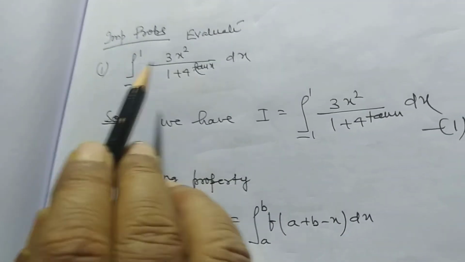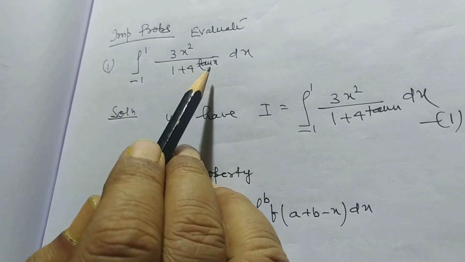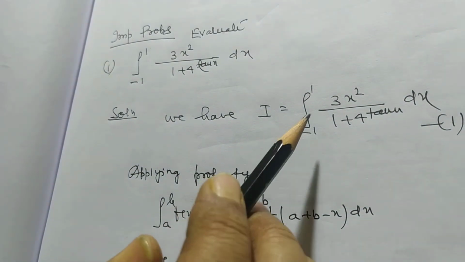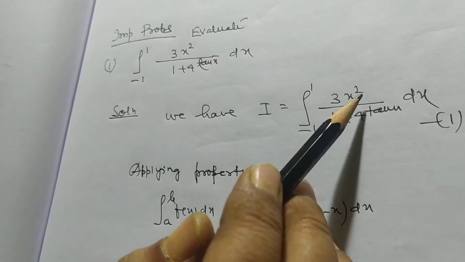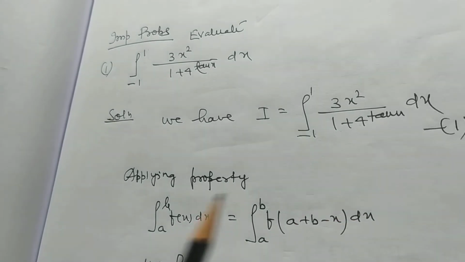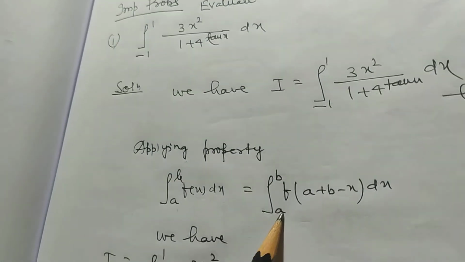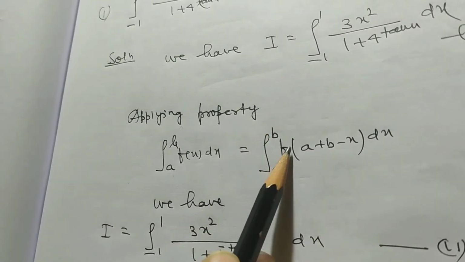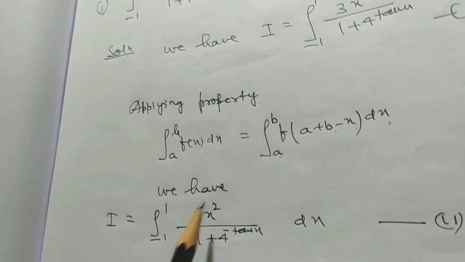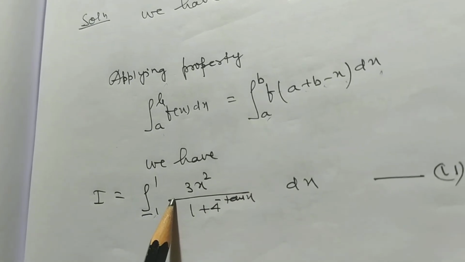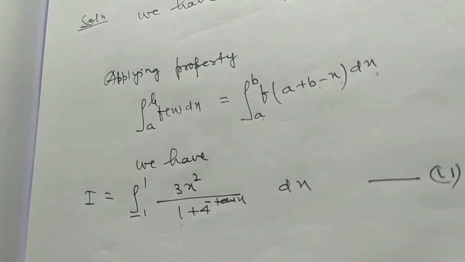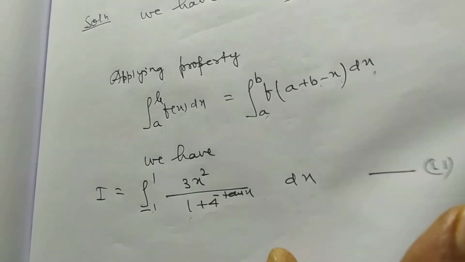Now, I want to discuss some problems. Evaluate integral from minus 1 to 1 of 3x square over 1 plus 4 to the power 10x dx. We have integral from minus 1 to 1 of 3x square over 1 plus 4 to the power 10x. Applying property a to b, f(a plus b minus x) dx, so we have integral from minus 1 to 1 of 3x square over 1 plus 4 to the power minus 10x dx. So we apply this property.